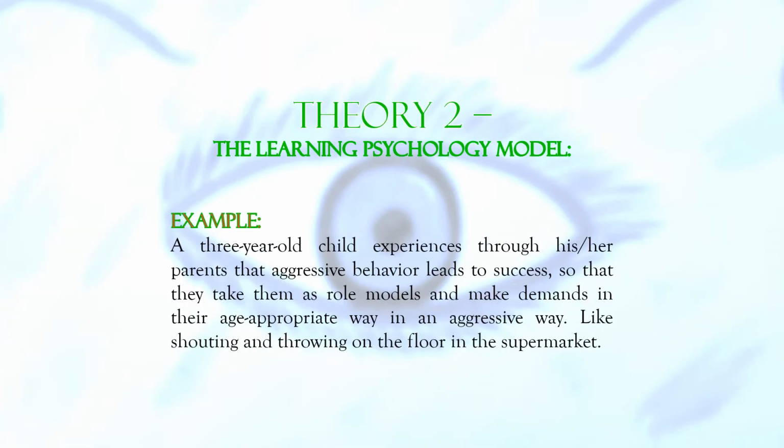Example: a 3-year-old child experiences through his or her parents that aggressive behavior leads to success, so that they take them as role models and make demands in their age-appropriate way, in an aggressive way, like shouting and throwing themselves on the floor in the supermarket.